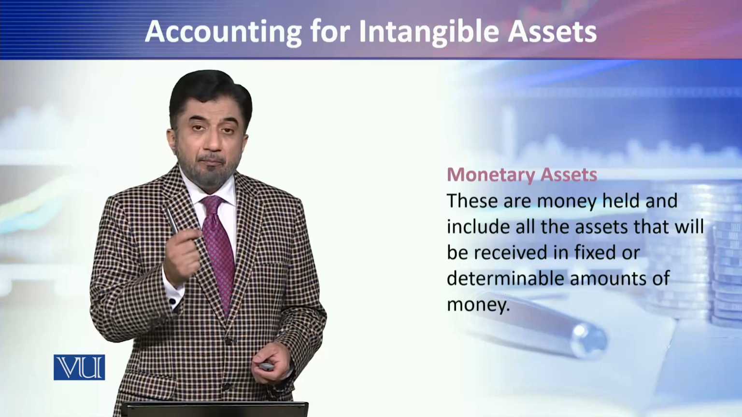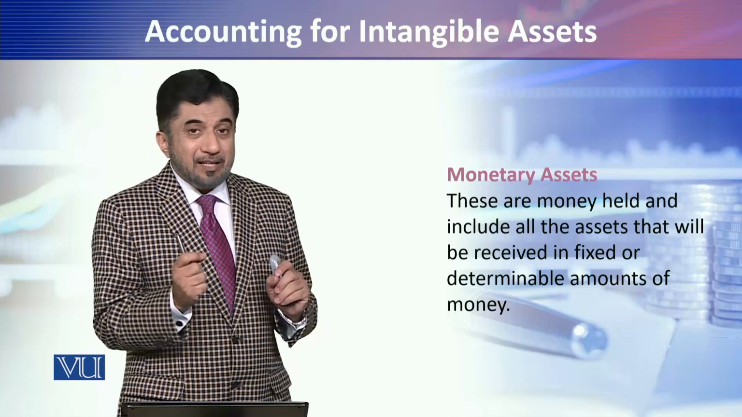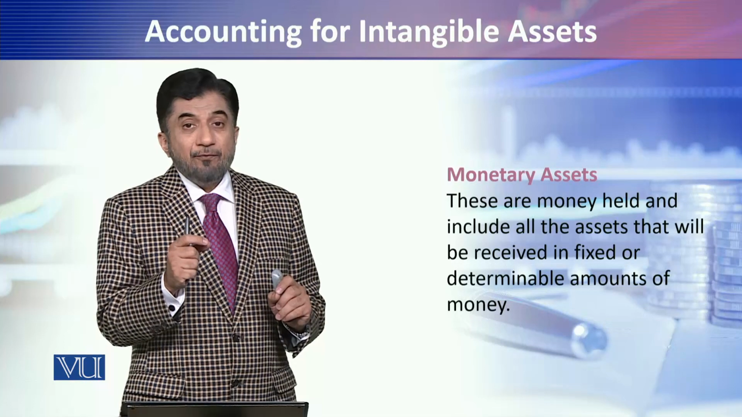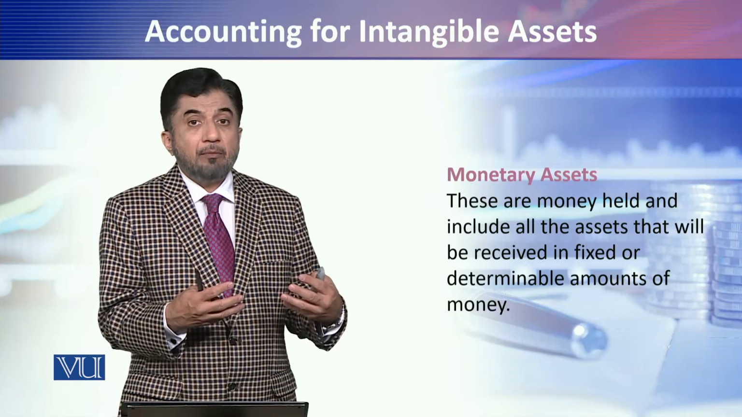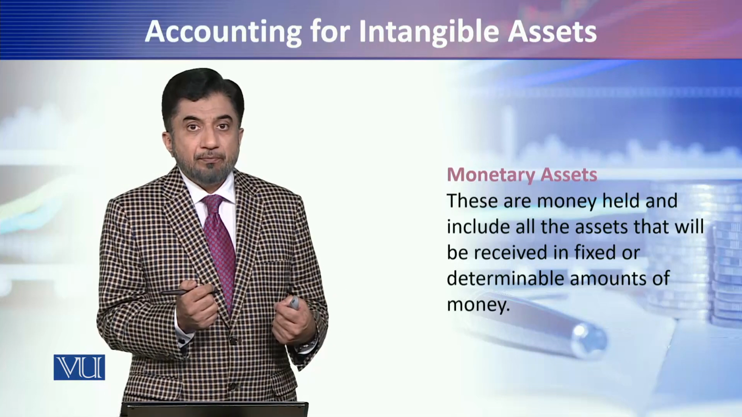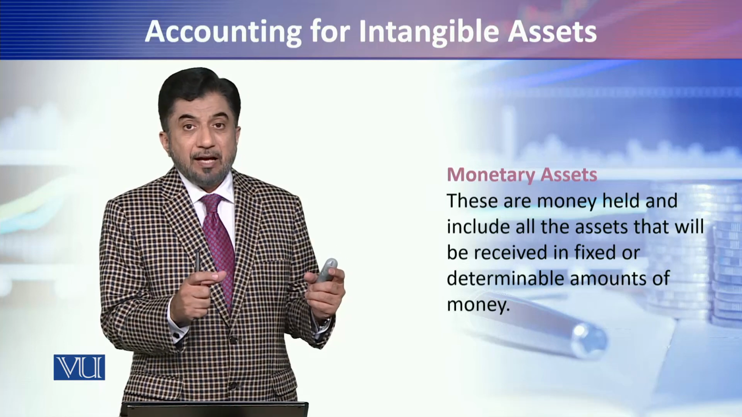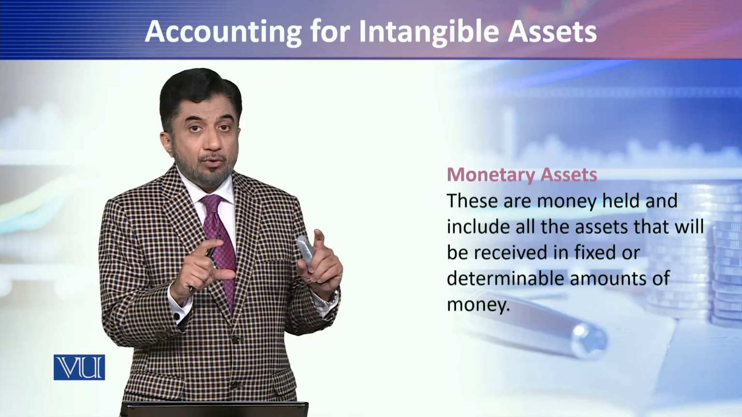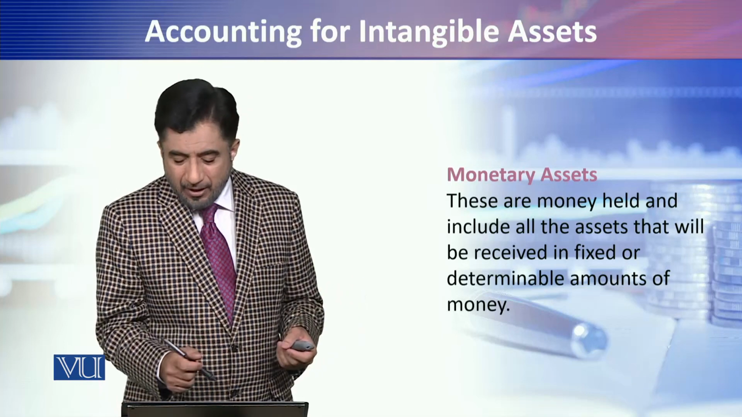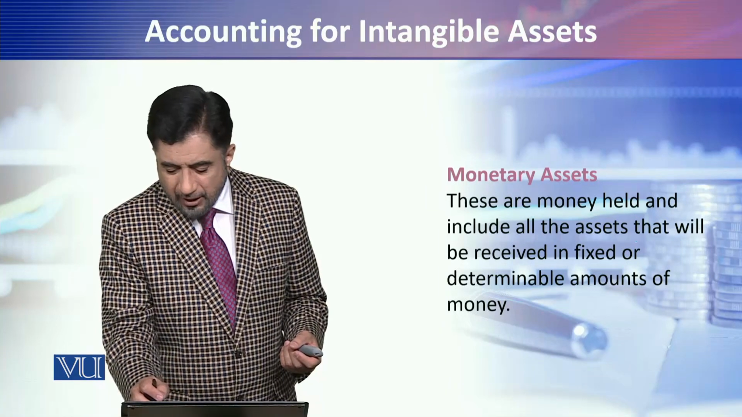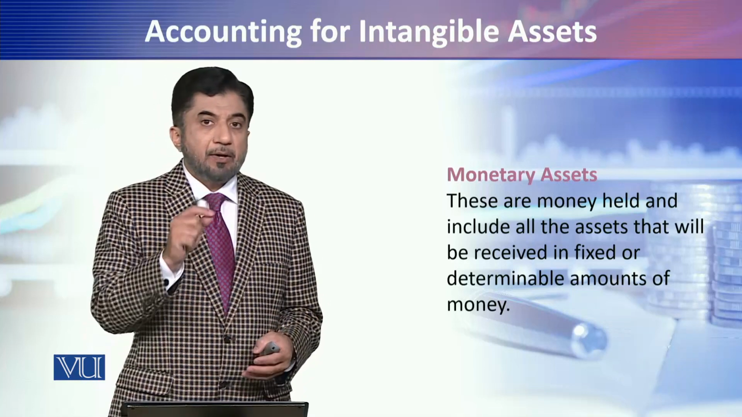Then next comes non-monetary asset. When we understand monetary, non-monetary will be understood automatically. So here I will tell you what a monetary asset is. In fact, it is an asset in which an amount of cash or money is held, or which can be converted into a fixed amount of money. For example, the amount of cash in hand, cash at bank, and investments denominated in face value, these are all monetary assets. Its definition is: money held and all the assets that will be received in a fixed or determinable amount.